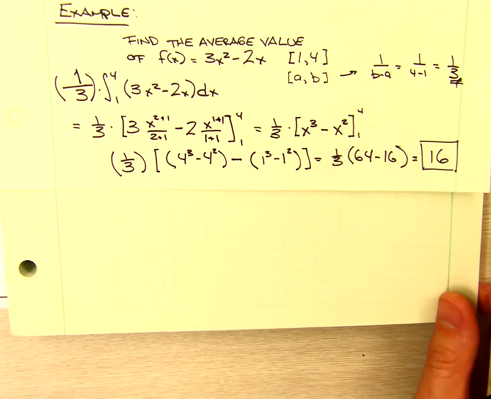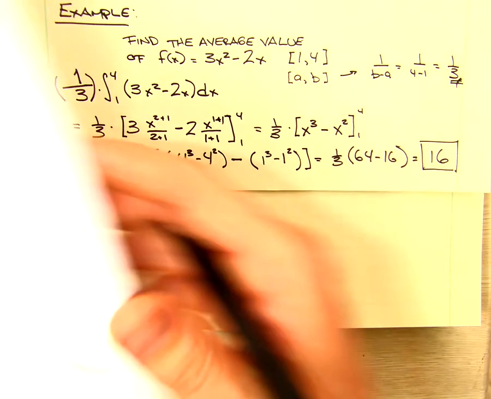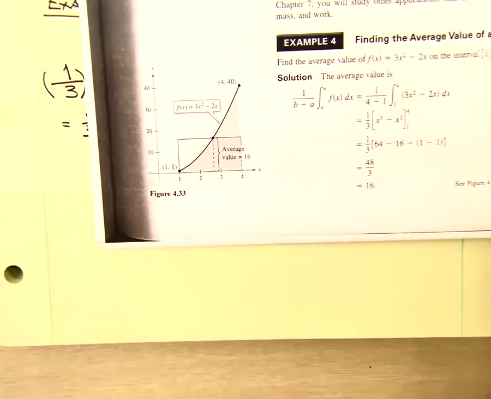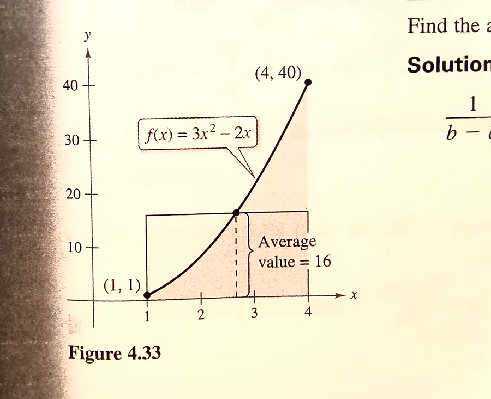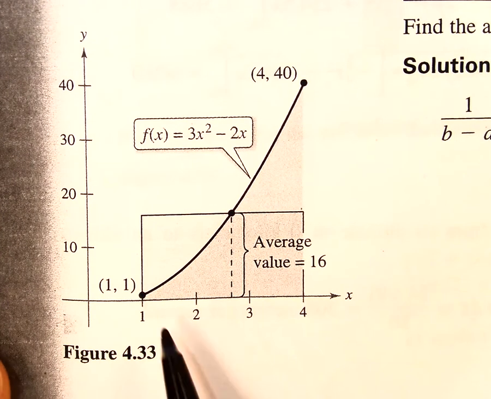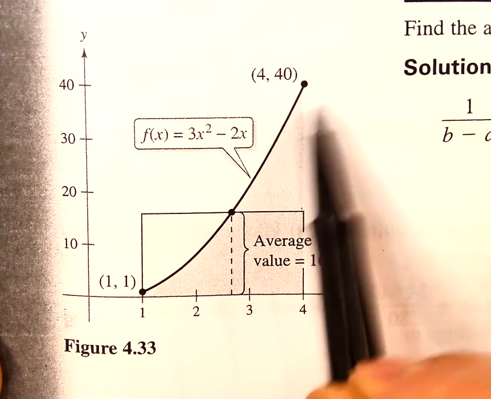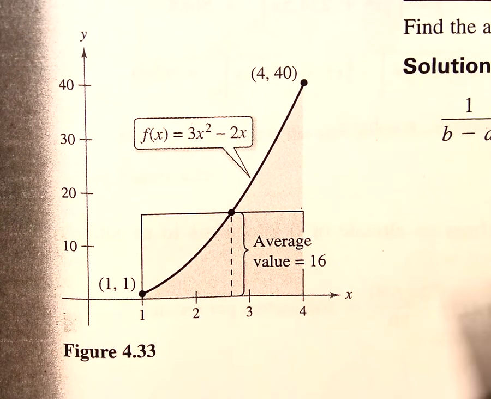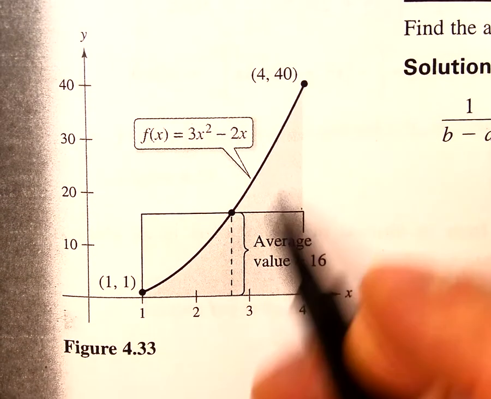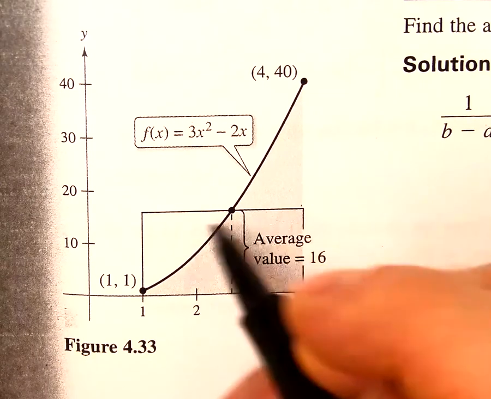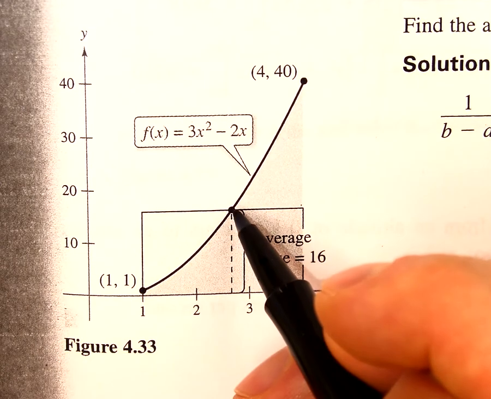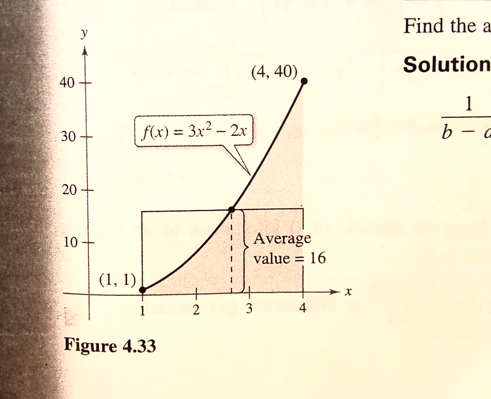Now, if I wanted to take a look at this function, I'm going to show you what it looks like. Feel free to pause this and put this in your notes, but this is a figure from the book, basically just illustrating what it looks like. So here I've got this function, plotted out over an interval from 1 to 4, and you can see it gets pretty big because it's a third order polynomial. But it goes up, and we're just looking for the average value. And sure enough, it happens right there, and we get an average value of 16.